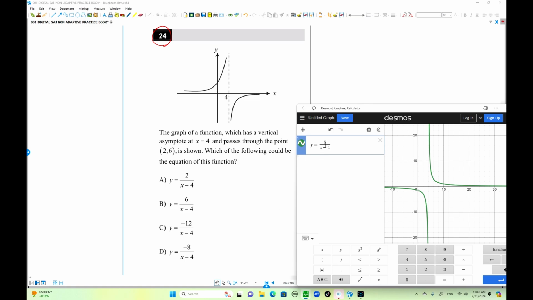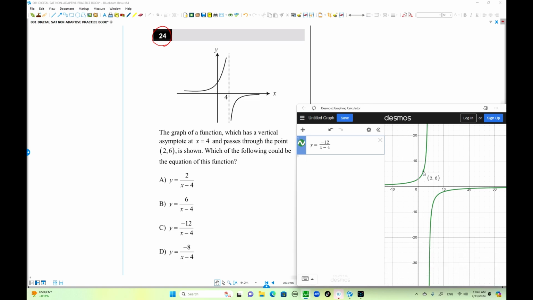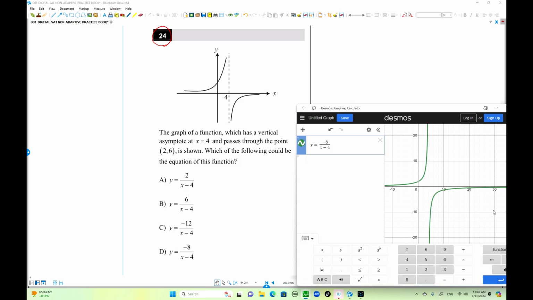The next is negative 12. Very similar, but check it out. (2, 6). Where is the (2, 6)? This one around. Yep, that's true, right? Yeah, choice C is the answer. If this is negative 8, that is not (2, 6), right? This one is (2, 4), right? Yeah, that's not true. So choice C is the answer, okay?